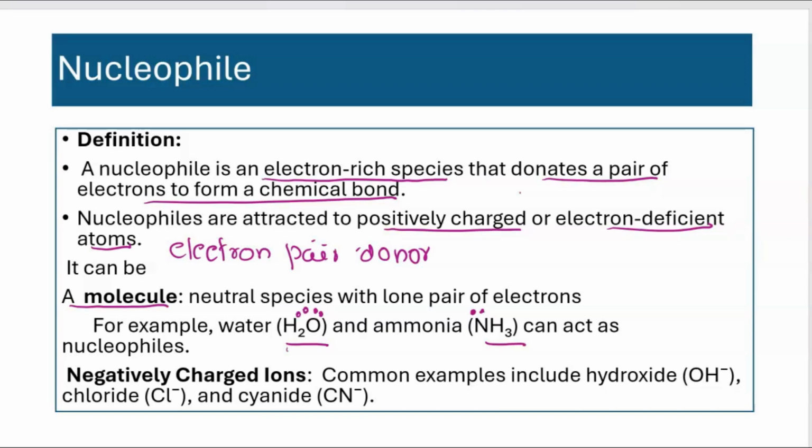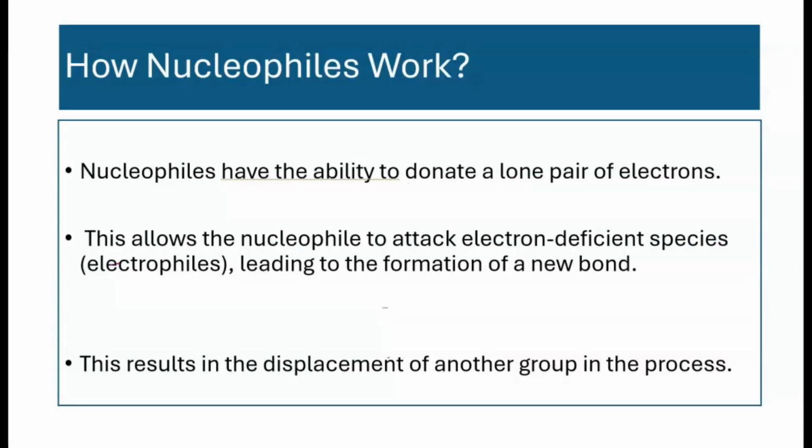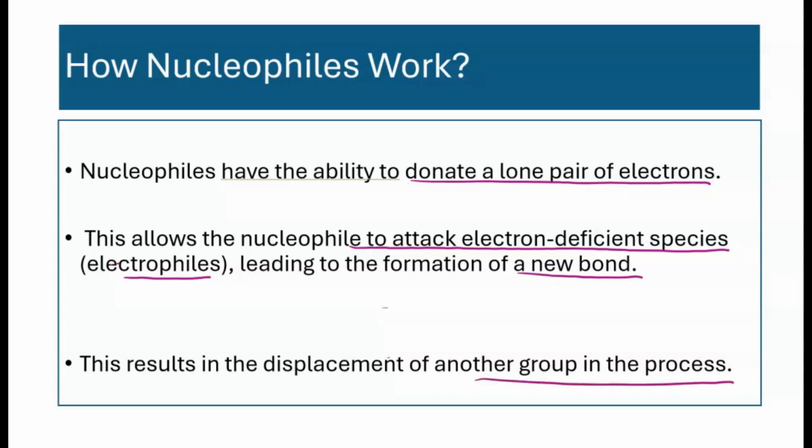A nucleophile can also be a negatively charged ion. Common examples are the hydroxide ion, chloride ion, and cyanide ion. All have lone pairs of electrons. How do nucleophiles work? I have already mentioned that a simple definition of a nucleophile is an electron pair donor. So nucleophiles have the ability to donate a lone pair of electrons. This allows the nucleophile to attack electron-deficient species, or electrophiles, leading to the formation of a new bond, which is a dative covalent bond. This results in the displacement of another group in the molecule during the process.